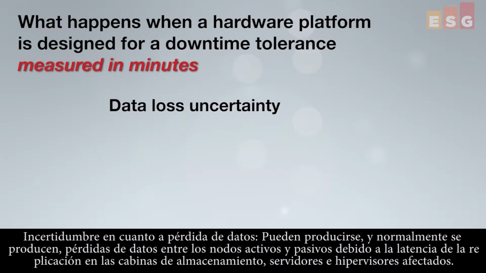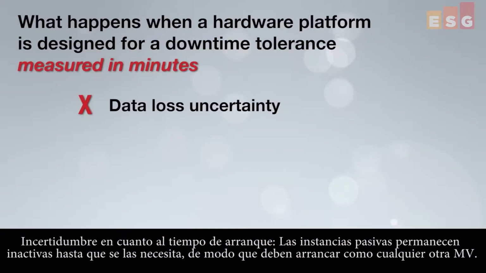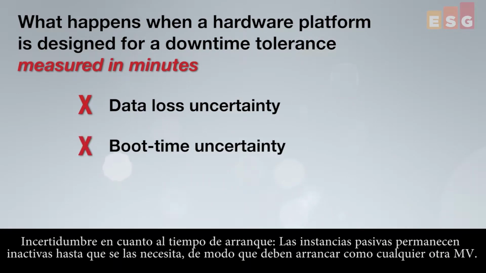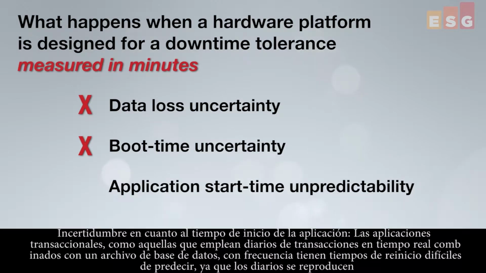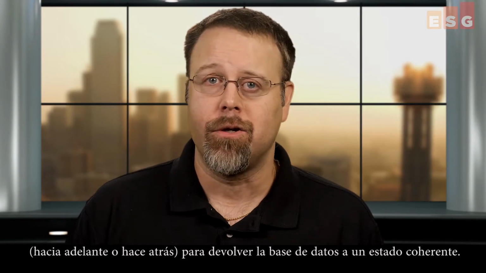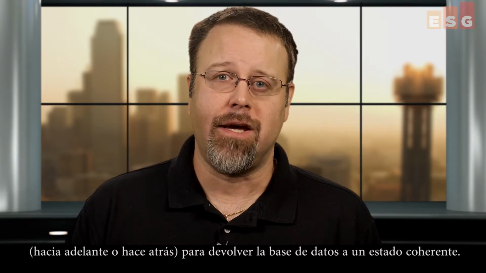Data loss uncertainty. There can be, and typically is, data loss between active and passive nodes due to replication latency across the affected storage arrays, servers, or hypervisors. Boot time uncertainty. Passive instances are dormant until needed, so they have to boot up like any other VM. Application start time unpredictability. Transactional applications, those using real-time logging combined with a database file, will often have unpredictable restart times as the logs are replayed forward or backward to return the database to a consistent state.